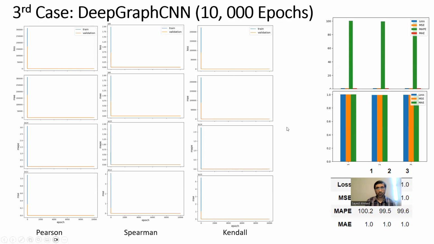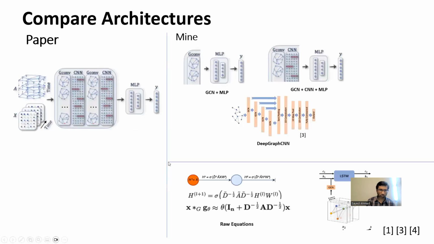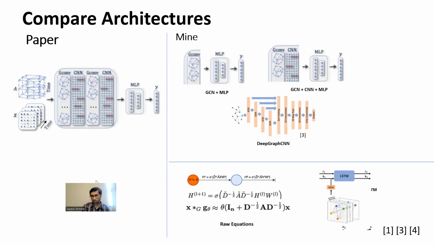Okay, so now I will do some more comparison of my work with the paper. In terms of architecture, as I told, this is the closest architecture to the paper, and this was a much simpler one. Deep graph CNN is something a little bit different that I wrote. These seem promising and work well. However, I didn't go that far.